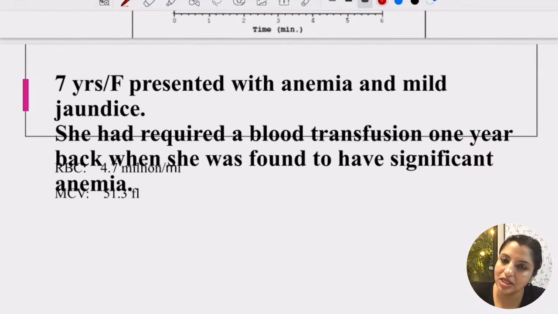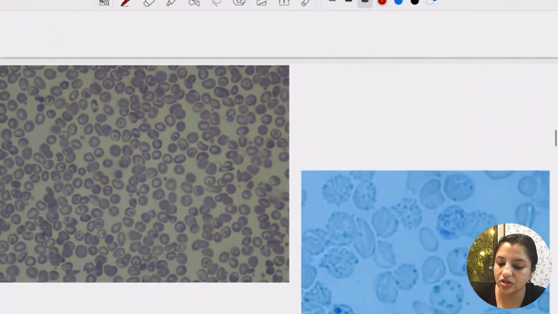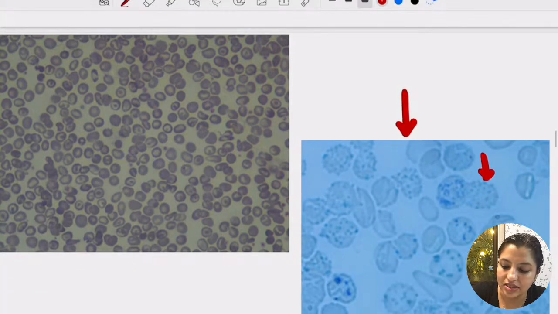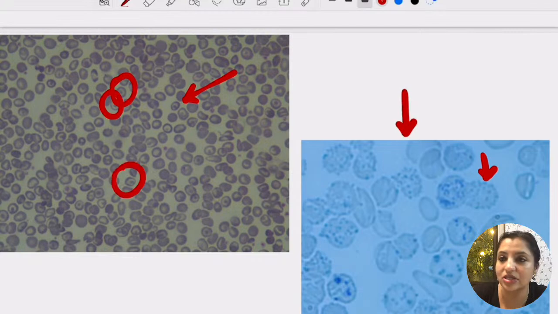Same question again, same history again, same Mentzer index. But in this patient, when you do a supravital stain, you start seeing this. There are a lot of target cells on the smear. You thought that this is a heterozygous beta thalassemia because there are a lot of target cells seen here, so you thought that it can be a heterozygous beta thalassemia.